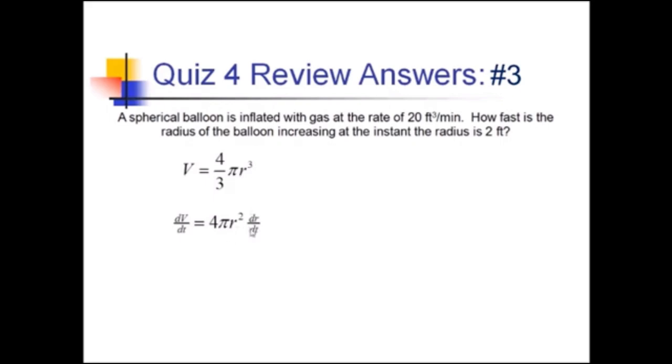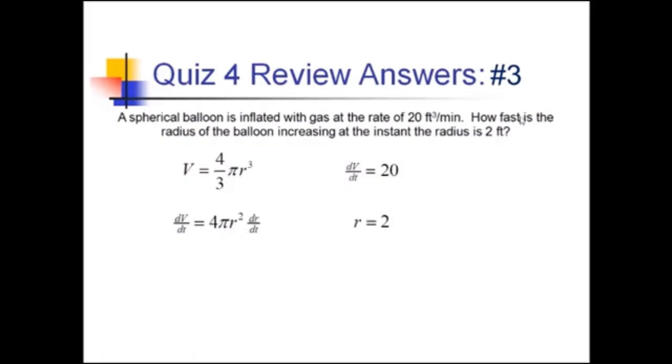All right, so let's take stock of what we have and what we don't. They told me my gas was going in there at a rate of 20 feet cubed per minute. So that means 20 is my dV over dt, my rate of change of volume. They also told me that the radius is 2 feet at some point, so r is 2.